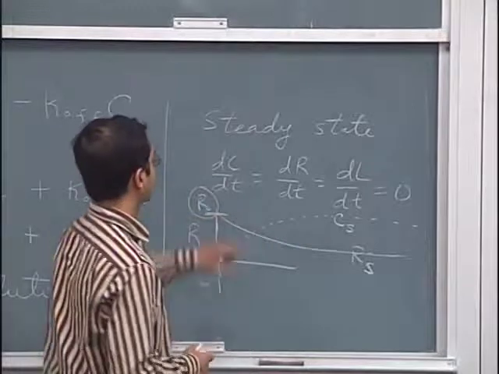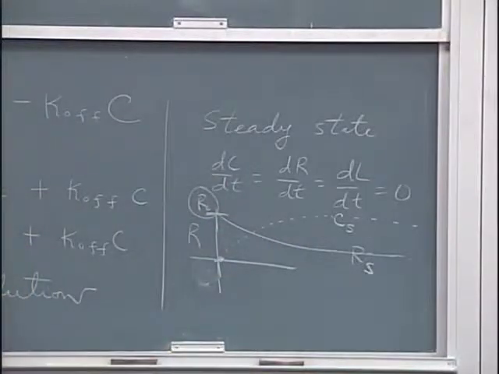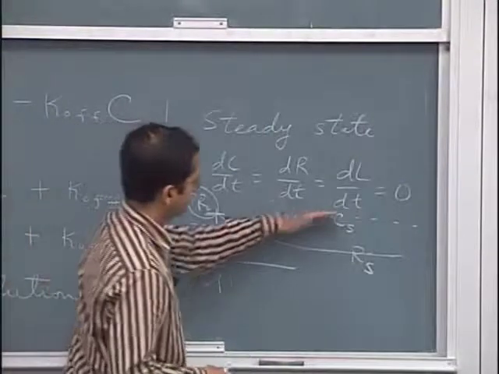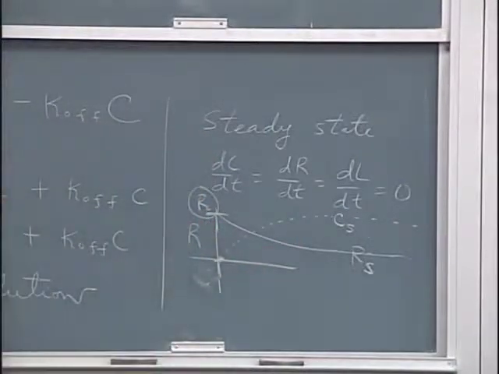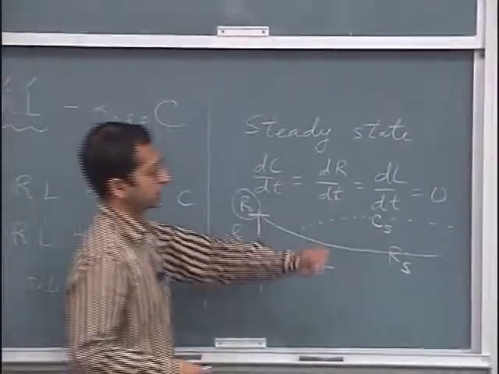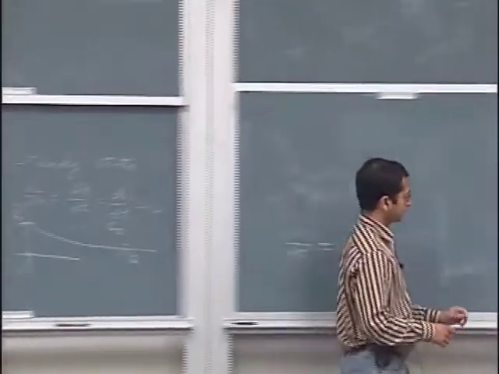And those values you can calculate by setting the left-hand side of these equations to 0, you can calculate exactly. But not the dynamic, like how this increases to the steady state, that you cannot calculate analytically. Okay? So the only possible way you can calculate such a behavior is through numerical solution.